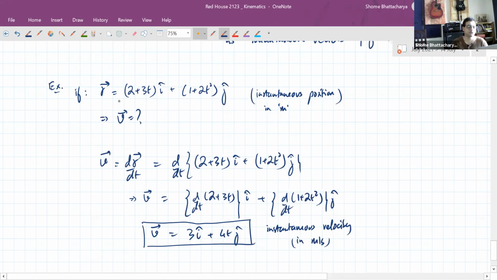So a better way to solve a problem like this, where r is given as a function of time, is to directly differentiate that r with respect to time, dr by dt. And I hope it is clear to all of you now how we can differentiate a vector quantity when it is expressed in component form.